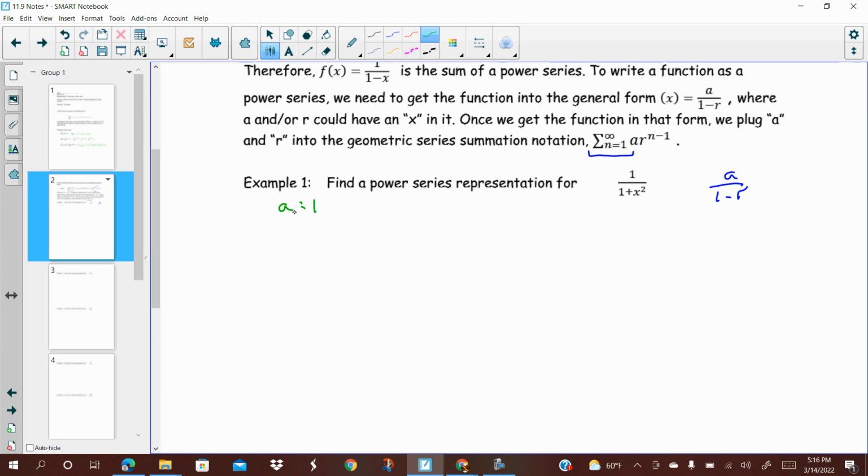There we go. And if I want to rewrite 1 over 1 plus x squared so that it looks like 1 minus r, I would have to write it as 1 minus something. Well, if I'm going to get a plus x squared, it has to have been a minus negative x squared. So 1 minus negative x squared is going to work, which means that my r value is negative x squared. So now I have my a and my r.